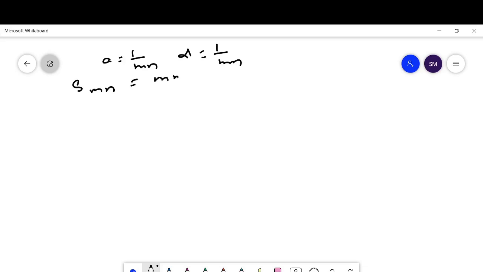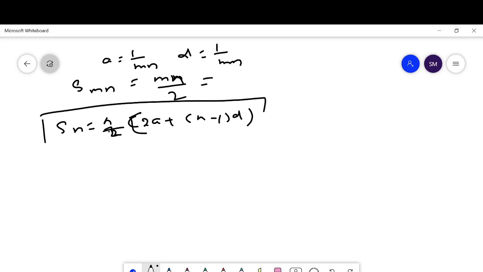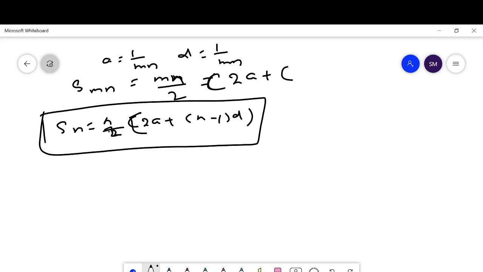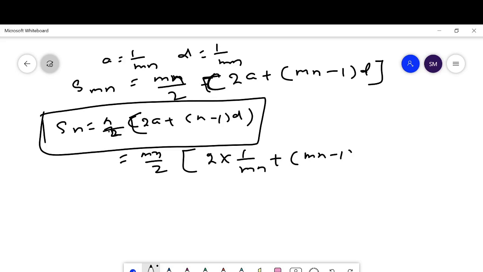According to the formula, Sn is equal to n upon 2 into 2a plus n minus 1 into d. Then S of mn is equal to mn upon 2 into 2a plus mn minus 1 into d, which is equal to mn upon 2. In place of a, we write 1 upon mn plus mn minus 1. In place of d, we also write 1 upon mn.